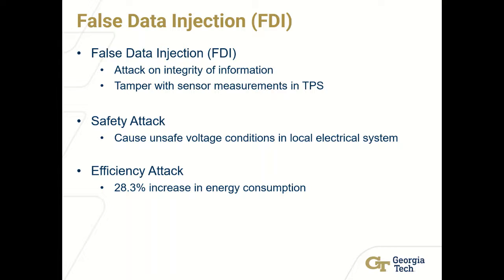And the two types of attacks we'll be concerned with are safety attacks, which cause unsafe voltage conditions in electrical systems, and then efficiency attacks. And in this investigation, it was identified that without some of the mitigation techniques we'll discuss later, a 28.3% increase in energy consumption is possible.